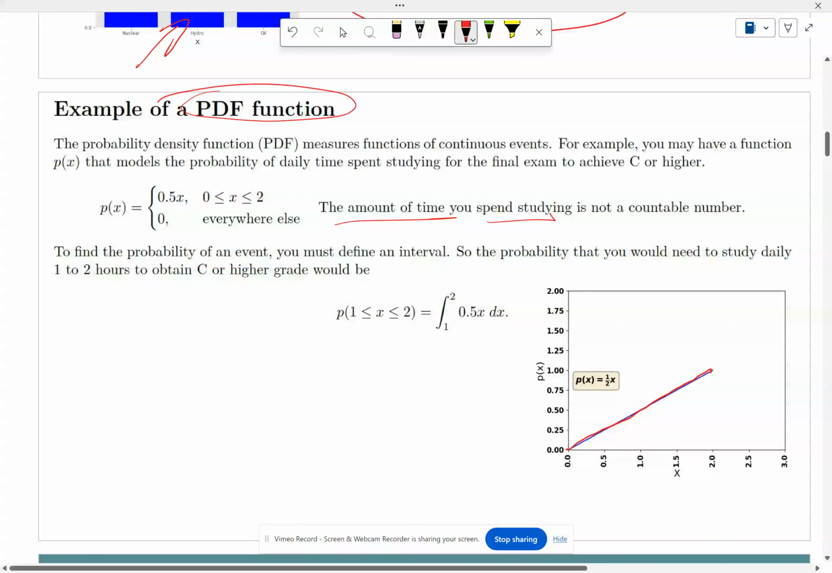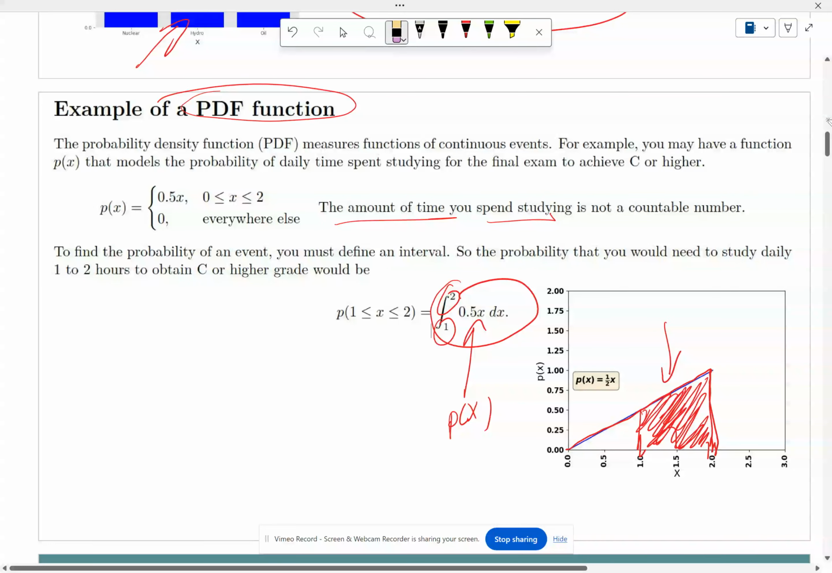Now, to find a probability with continuous, you need to find the interval. So what is the probability you need to spend 1 to 2 hours to study in order to do well? You would need to know the area of this. To find the area, you essentially take the integral. The integral tells you the area under the curve. So you take the integral of the probability from 1 to 2, and that will tell you the probability that you would need to study between 1 to 2 hours every day.